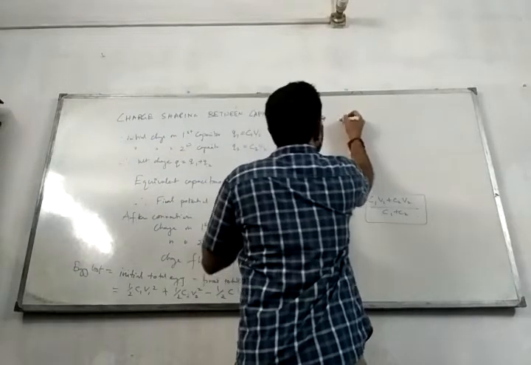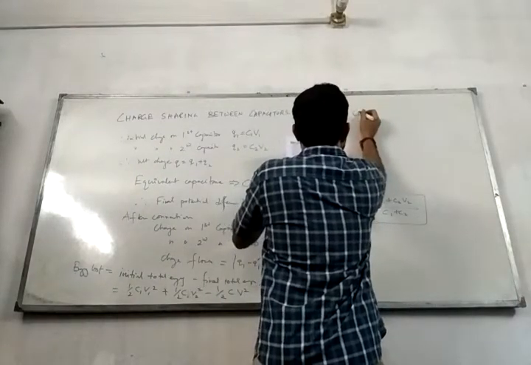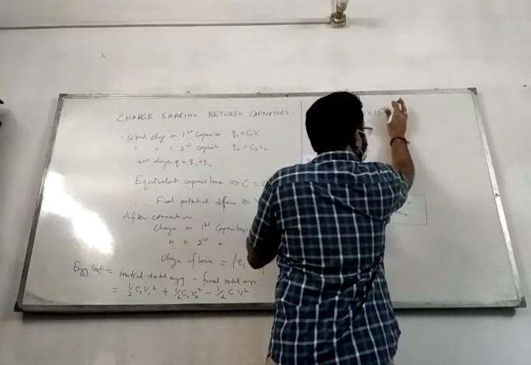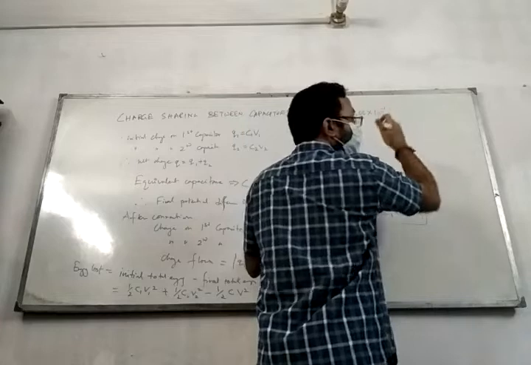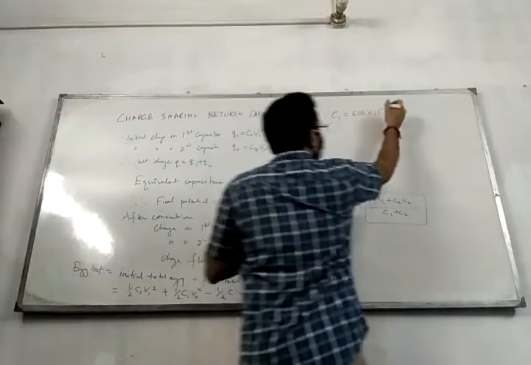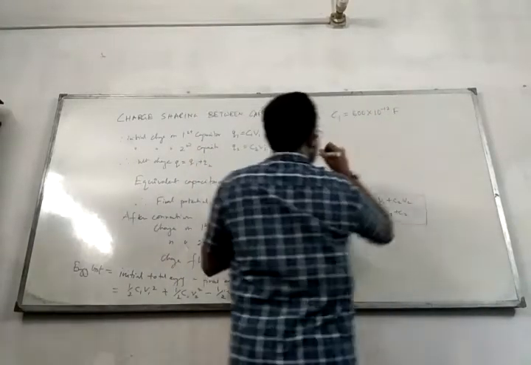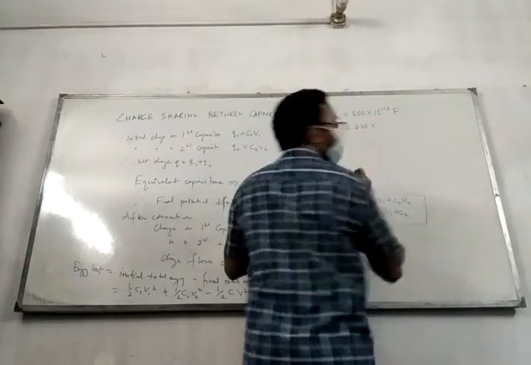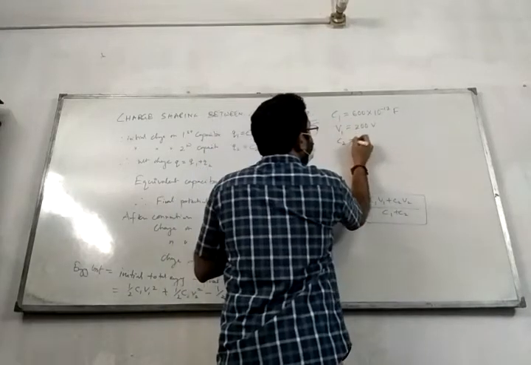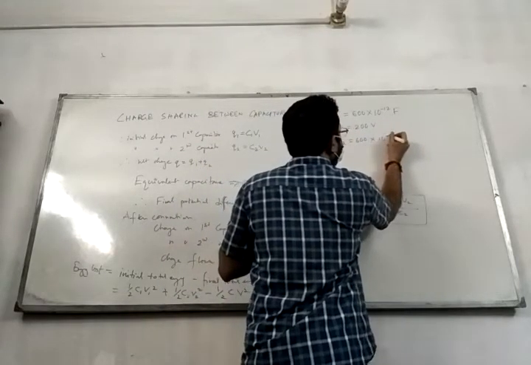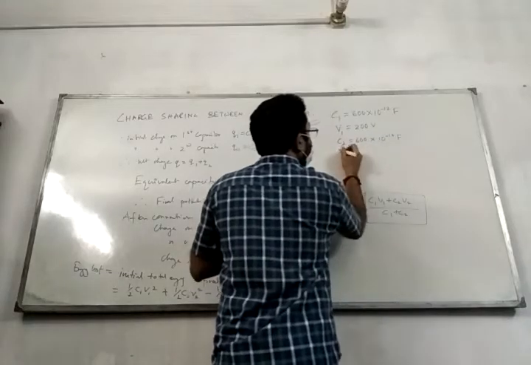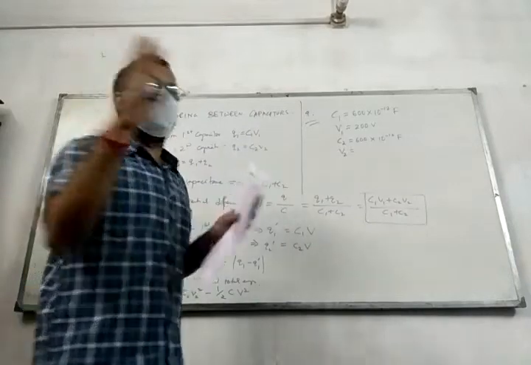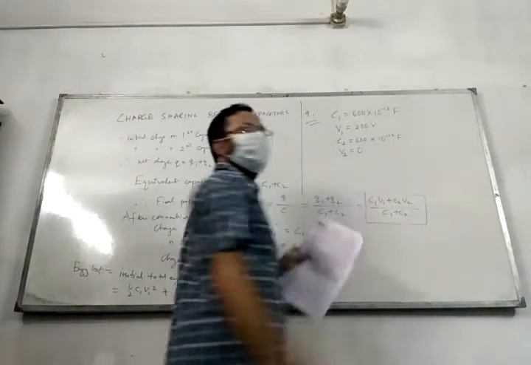First, C1 is how much? 600 picofarad. So you know pico means how much? 10 to the power minus 12. 600 into 10 to the power minus 12 farad. আর V1 টা হচ্ছে কত? 200. C2 is 600 into 10 to the power minus 12 farad and V2 is how much? Because the second capacitor is not charged, V2 is 0.